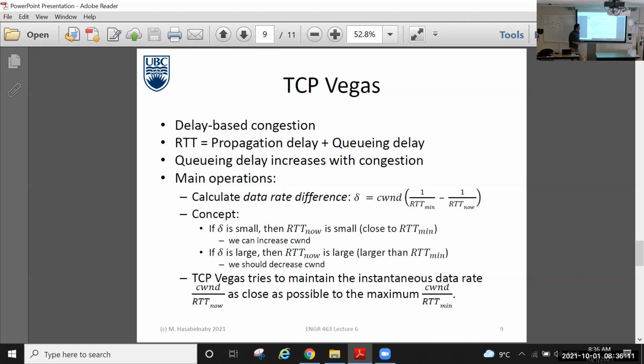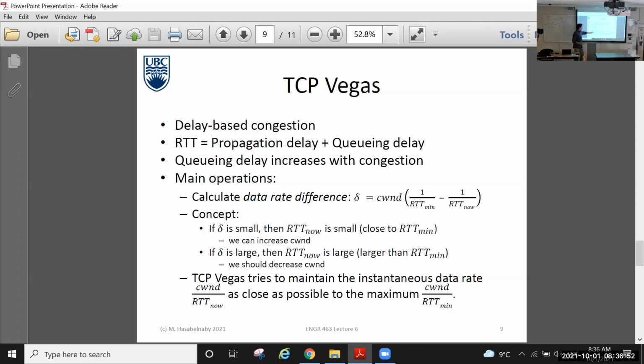In TCP Vegas, as I told you, it measures the difference between the data rates. How can we measure the data rate? By multiplying our congestion window by the difference between the round trip time in the minimum idle case and the round trip time at our current moment. If our data rate difference is small, this means that our current round trip time is very close to the round trip time in the idle case, which means no delay.